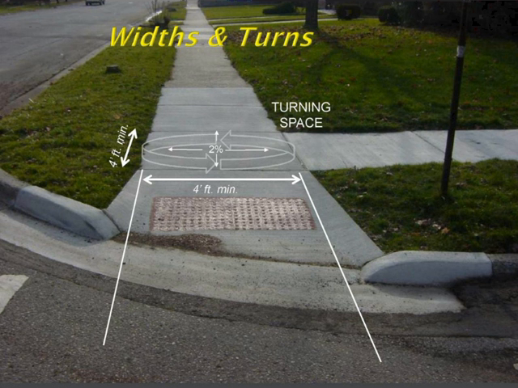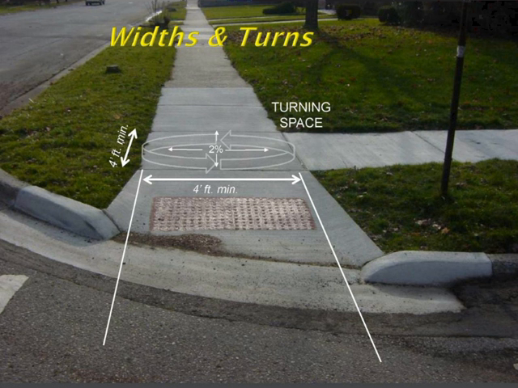Now, the top flat area there, we're used to calling that a landing. That's one of the things that the PROWAG has changed in terminology. They're calling it turning space now, because in the context of a street corner where you have a curb ramp, the purpose of that flat area is not a resting spot, but a spot for a wheelchair to have a nice flat, safe area to make turns and turn in the direction they want to go.